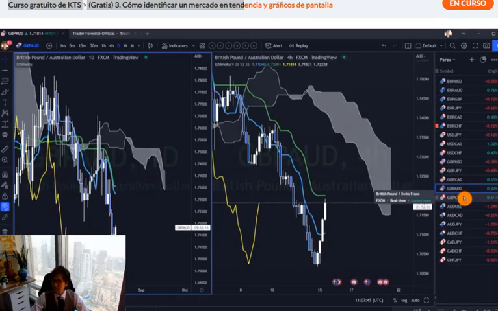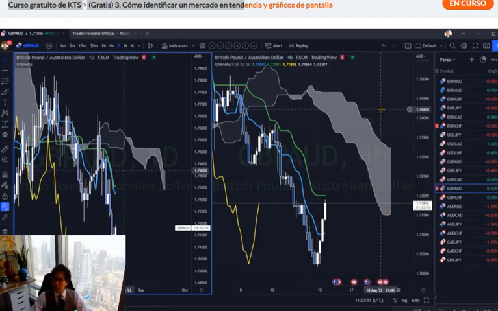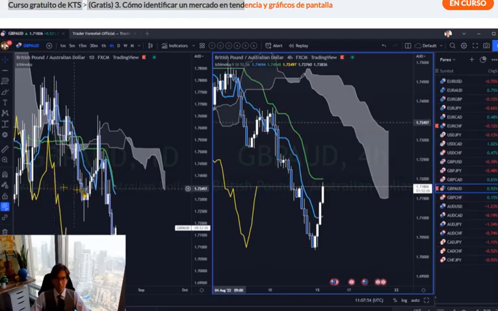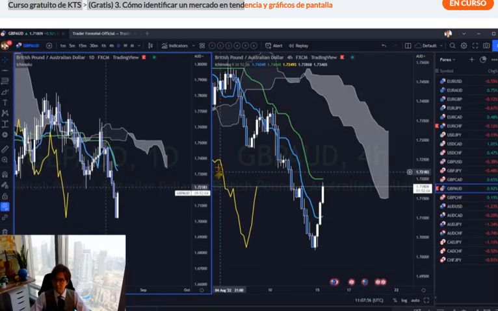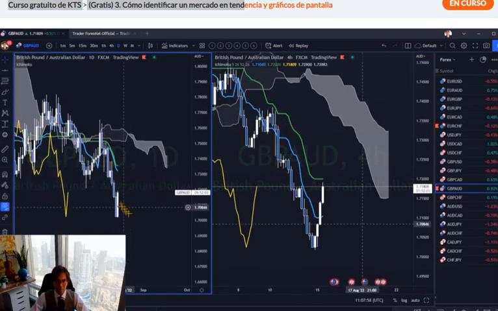Pound AUD is down in the daily, but it's retracing back so heavily. So we might not be able to confirm downtrend in the mid time frames, but this is down on the daily. So it may go down.